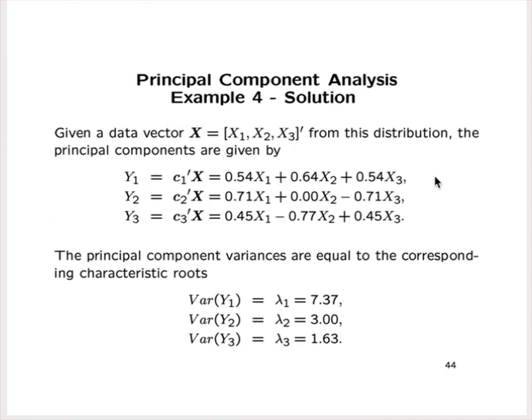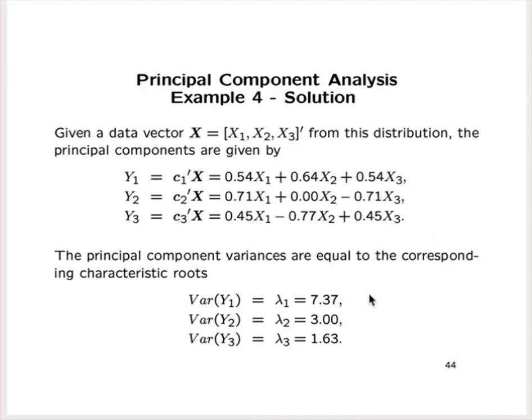So the formula for computing y1, the first principal component, from the original variables is 0.54 times x1 plus 0.64 times x2 plus 0.54 times x3. The second principal component is obtained from the original variables through the formula 0.71 times x1 plus 0 times x2, so x2 drops out, it's not going to participate, minus 0.71 times x3. And then finally, the third principal component, y3, is computed from the original variables through the linear combination 0.45 times x1 minus 0.77 times x2 plus 0.45 times x3.